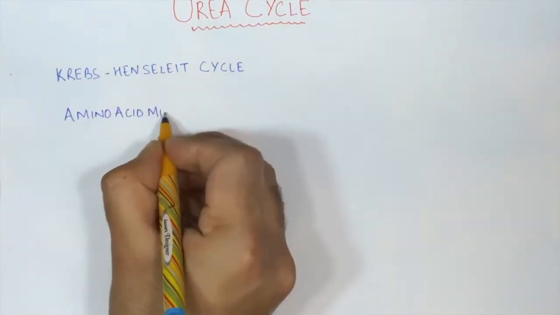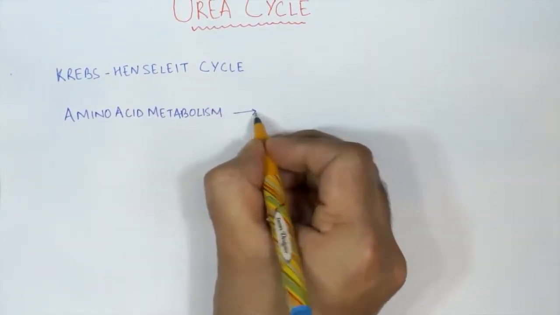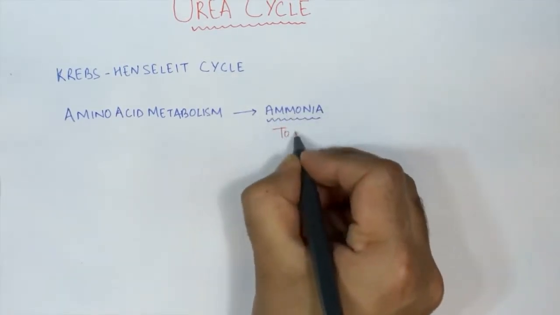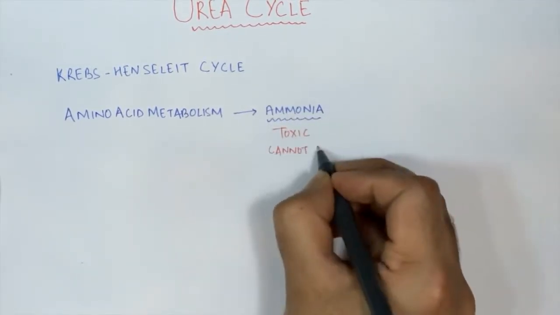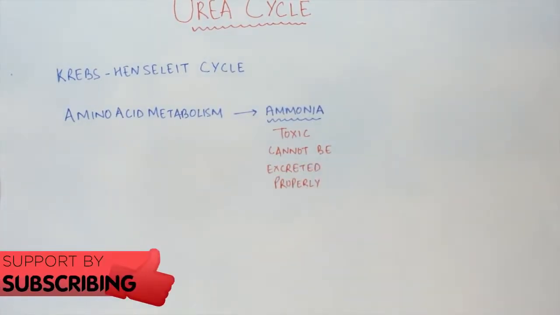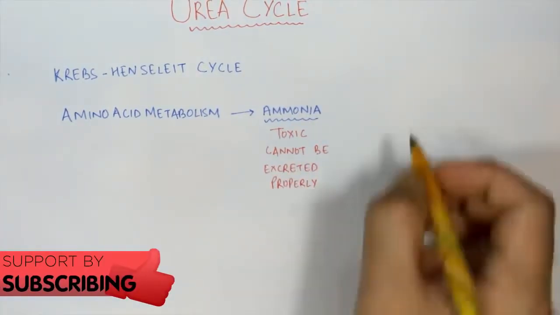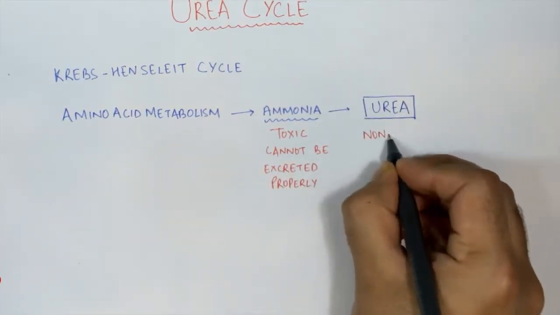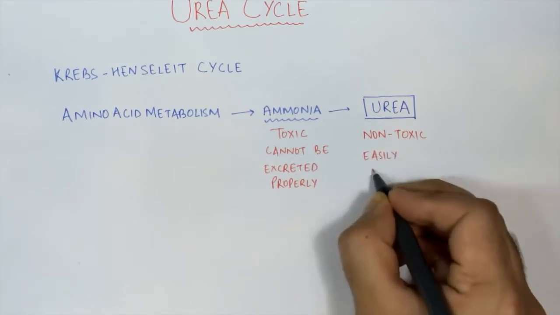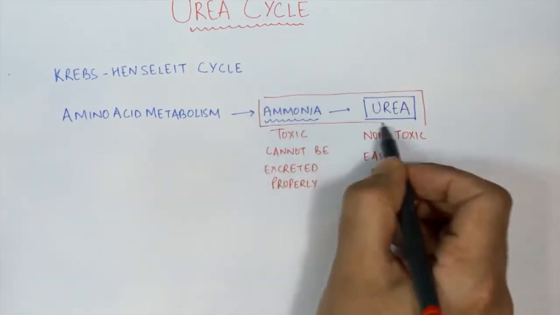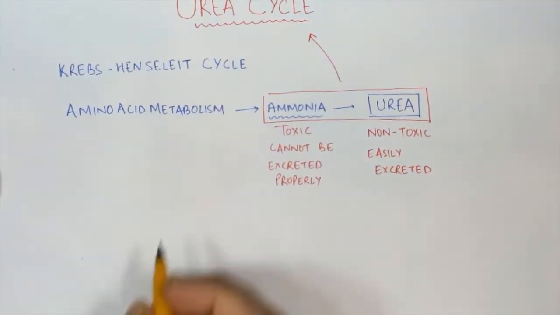As some of you may know, amino acid metabolism produces free ammonia. Now, this ammonia is toxic to the body and it cannot be excreted properly by the body. So the urea cycle is a biochemical pathway in the body which converts the free ammonia into urea. Now, urea is comparatively non-toxic compared to ammonia and it can be easily excreted by the body in urine. And this conversion of ammonia into urea is known as the urea cycle.